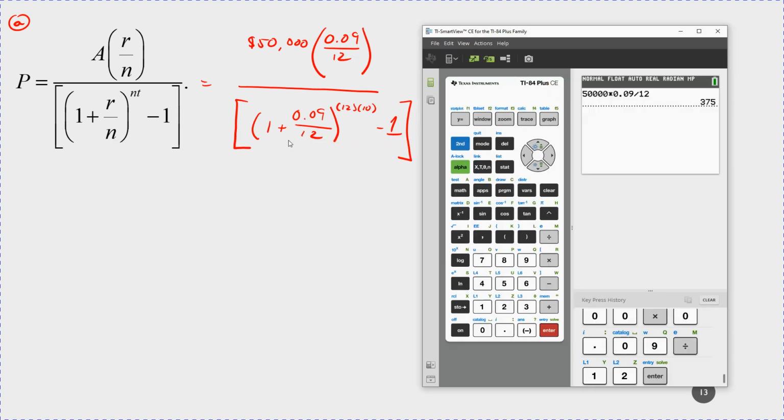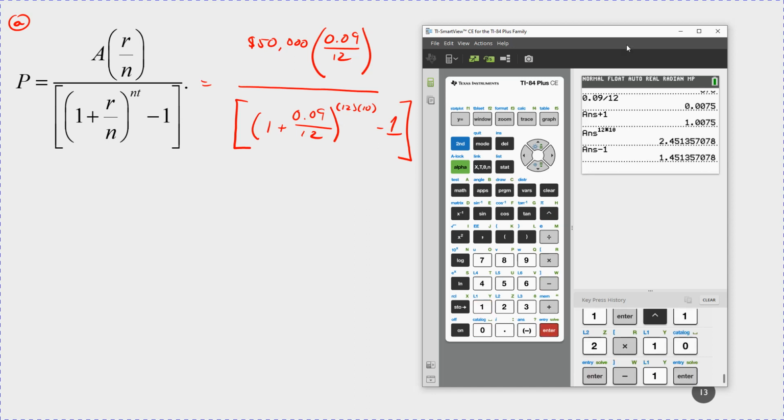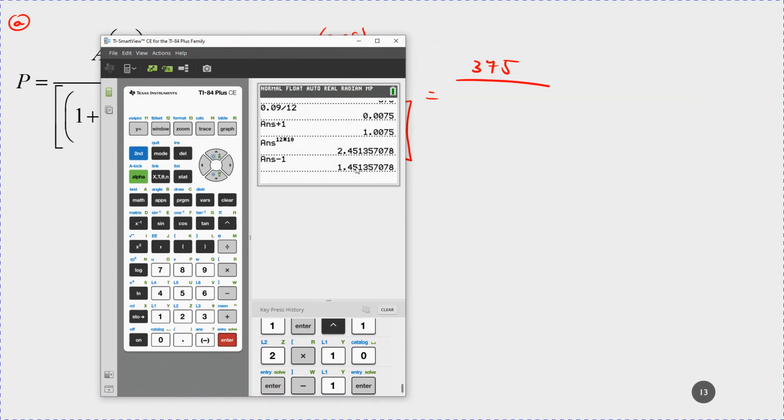All right, so now let me figure out what the denominator is. You're going to go 0.09 divided by 12, then add 1. Then I'm going to raise that to the 12 times 10 power, and then subtract 1. Notice you got a number that's not nice and neat. You can go out 6 or 7 decimal places here. That's totally fine to plug it in.